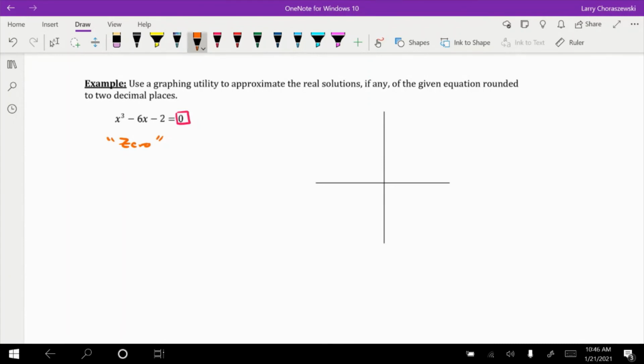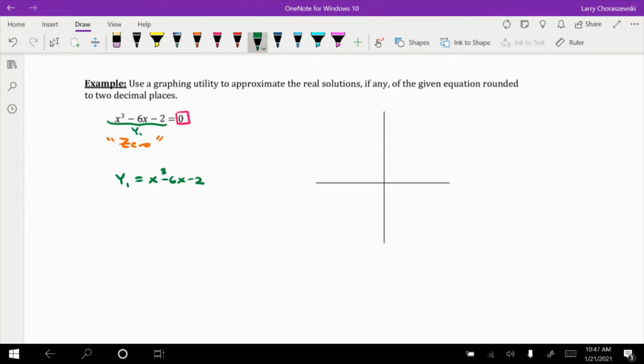So because one side of the equation is 0, we're going to use the 0 feature. Now the 0 feature only requires one equation entered into the graphing calculator. And that one equation is going to be the expression that's on the left-hand side. This is what we're going to type into y1. Okay, so I'll indicate that below. y1 is going to be x cubed minus 6x minus 2.